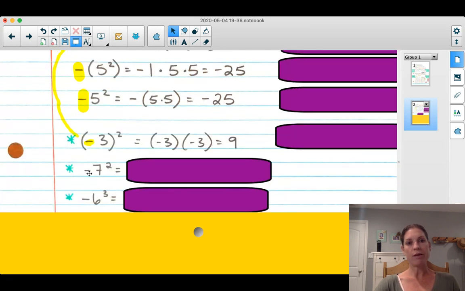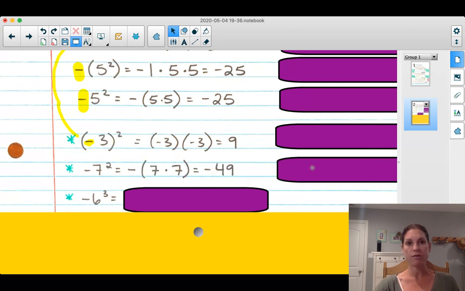Here, we have a negative, but we don't have any parentheses. So this negative sign goes with the problem, not with the 7. This problem says a negative times 7 squared. And 7 squared is 7 times 7. So 7 times 7 is 49, and then you have to add the negative at the end.